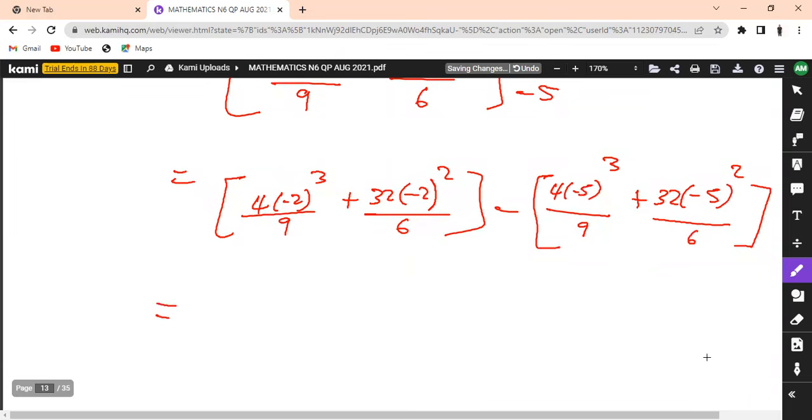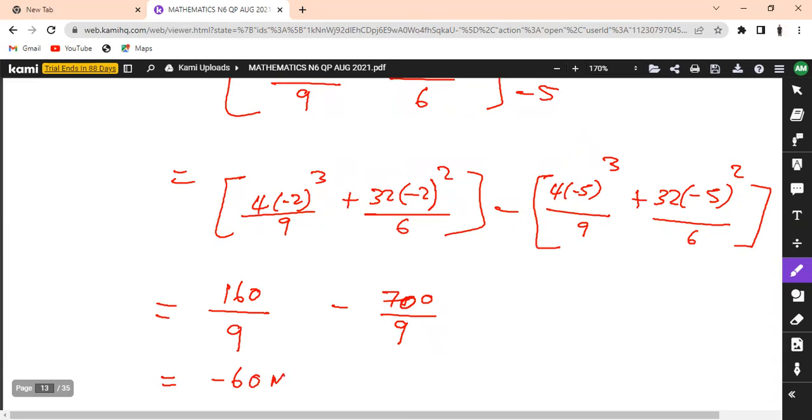So anyways, we have to expand everything. The first part, I got something like 160 over 9. This is 160 over 9. Minus the other part, I got something like 700 over 9. Okay, so this is 700 over 9. So subtracting these two, we are going to have negative 60.